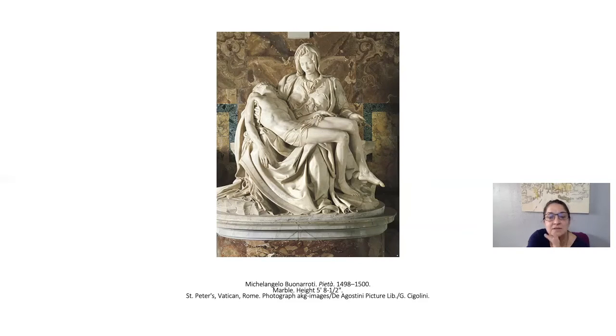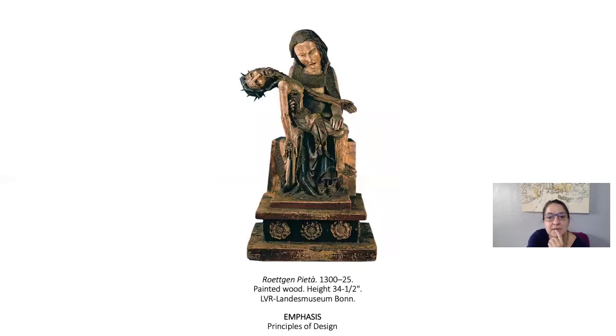Even though these two pieces, Michelangelo's Pietà and the Rottingen's Pietà, are the same subject, you can see how, depending on what was emphasized, how different a tone is communicated. And also the materials, too, communicate something completely different, even though it's essentially the same subject.